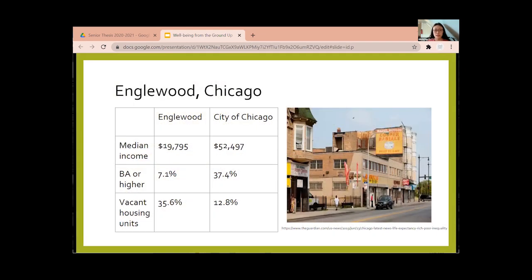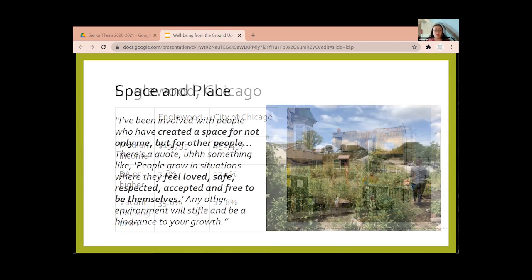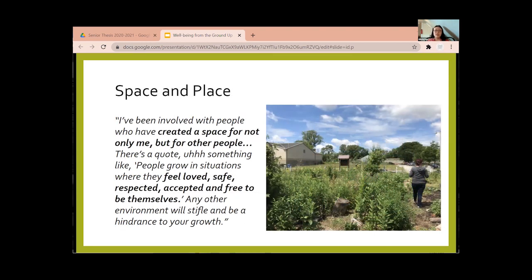So this table was taken from Chicago Metropolitan Agency for Planning, and it shows the stark contrast between Englewood and the rest of the city. So in Englewood, its median household income is 2.5 times lower than the city average. Only 7% of its people have bachelor's degrees or higher, and 35% of the housing units are vacant. And community gardens that exist today are made to be, as this gardener says, communal places where people feel loved, safe, respected, accepted, and free to be themselves.